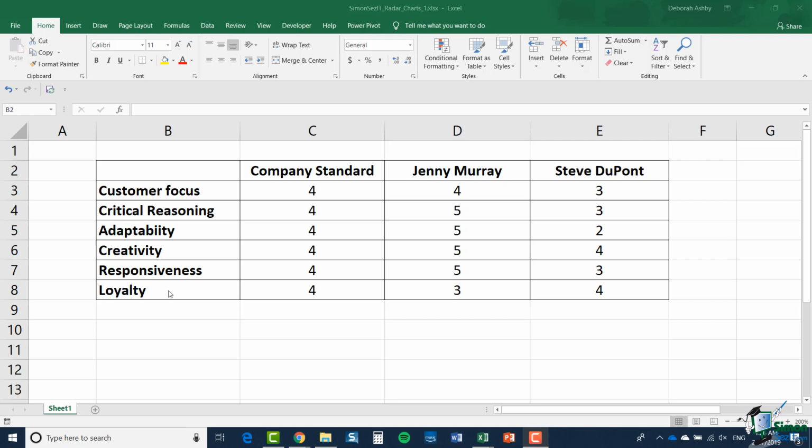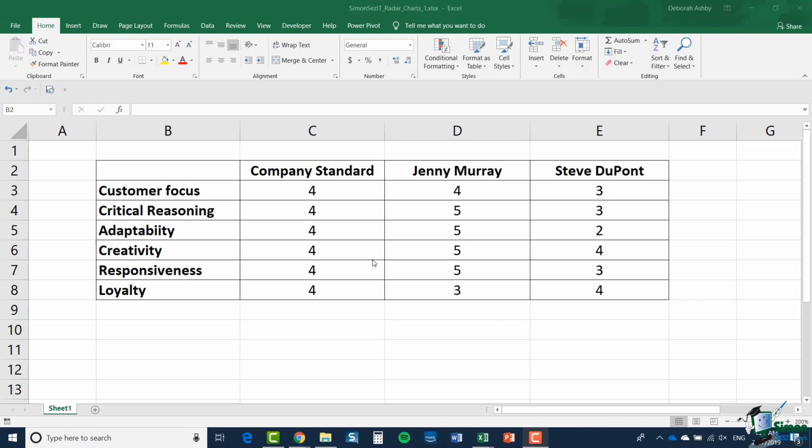Now, the company's standard score for each of these, the benchmark score, is a 4, and employees are measured against a number 4. And if they fall below 4, then they are considered to be underperforming in that particular category. If they go above 4, that's considered to be an exceptionally good performance, and who knows, it could lead to a pay rise. Now, we have the scores for two employees here, Jenny Murray and Steve DuPont. And what we're going to do is draw a radar chart to represent these two employees' performance.